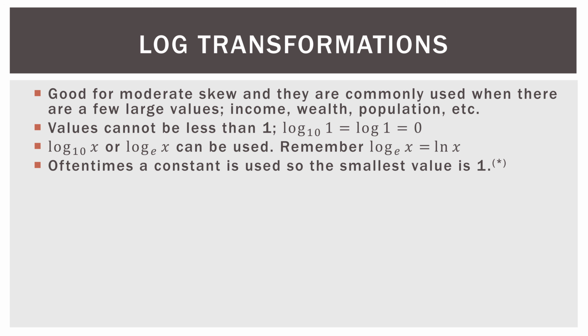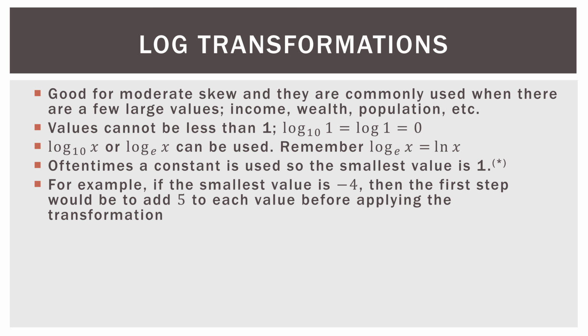Now, oftentimes a constant is used so that the smallest value is 1. So if we take the minimum for the values in that column or in that variable, and we have values that are less than 1, oftentimes we will just add a constant to that and then take the logarithm. So for example, if the smallest value is -4, then the first step might be to add 5 to each value before applying the transformation. That way we don't have any undefined values and Excel or whatever software we're using won't give us an error.